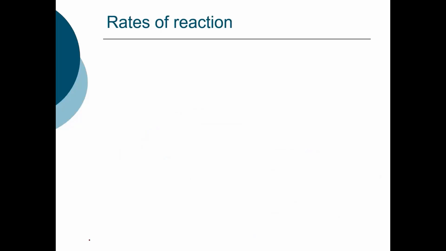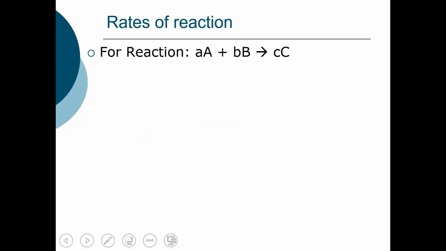What if we have a reaction? So here, let's just look at the reaction where we have some chemical A reacting with B to produce C. And we have the stoichiometric coefficients of A, B, and C. So a moles of A react with b moles of B to produce c moles of C.